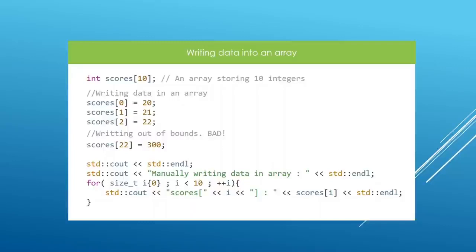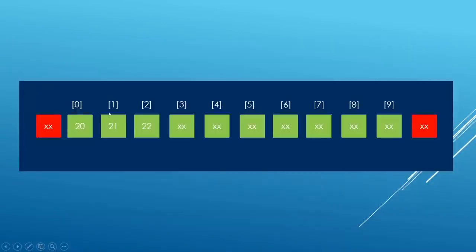Well, the syntax is pretty much what you would expect. We also use this angle bracket syntax, but we're going to assign data to that element in the array. For example, if we want to assign data to the first element in our array, we're going to say scores, angle brackets 0, and we're going to assign a 20 in it. And we can assign a 21 into the element at index 1 and a 22 in the element at index 2.